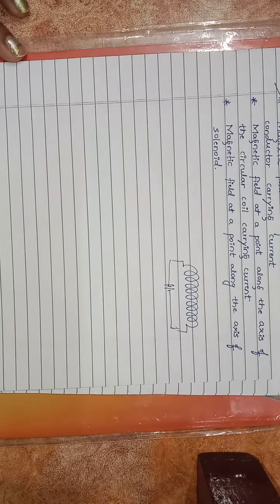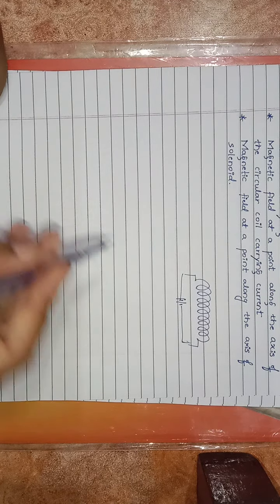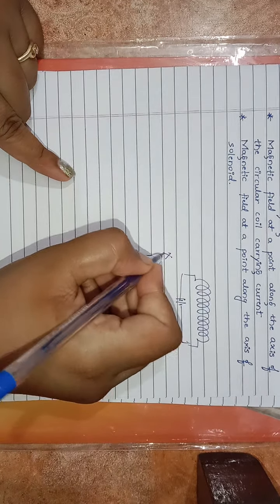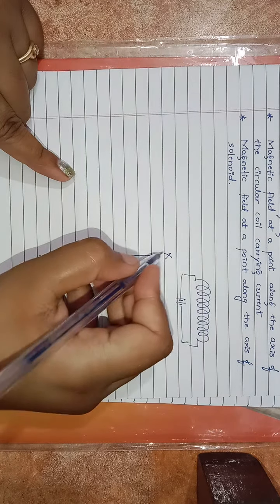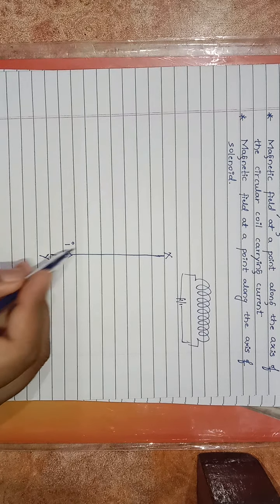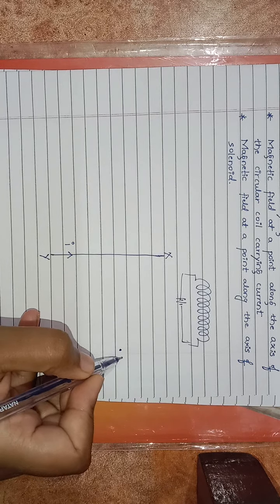Magnetic field at a point due to a straight conductor carrying current. As the definition itself indicates, we have to consider a straight current carrying conductor. So consider a straight conductor XY. XY is one straight conductor carrying current. In this conductor, current I is flowing in the direction Y to X. Then somewhere here I'll consider one point P.